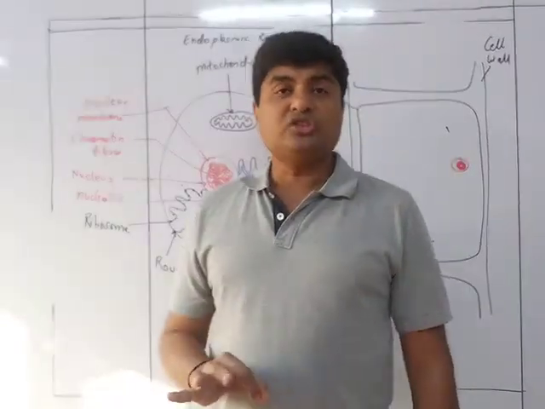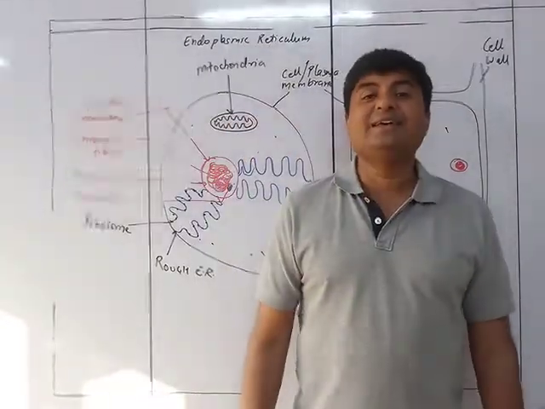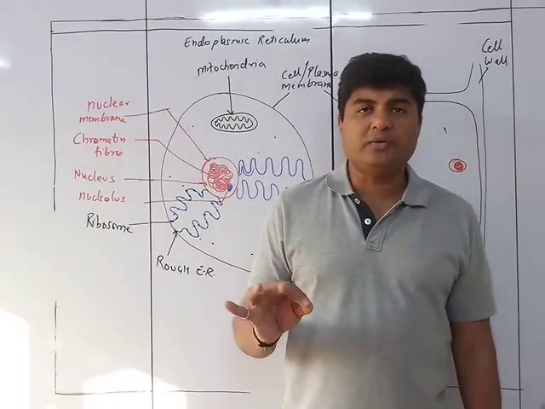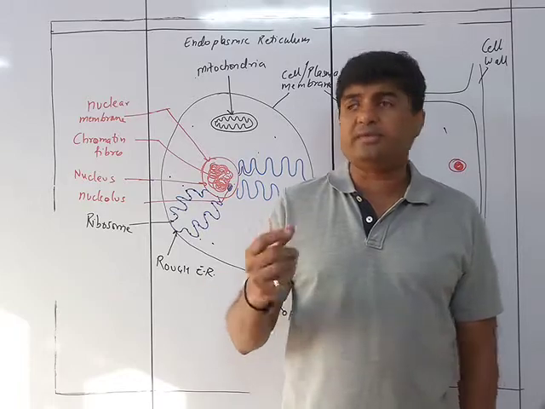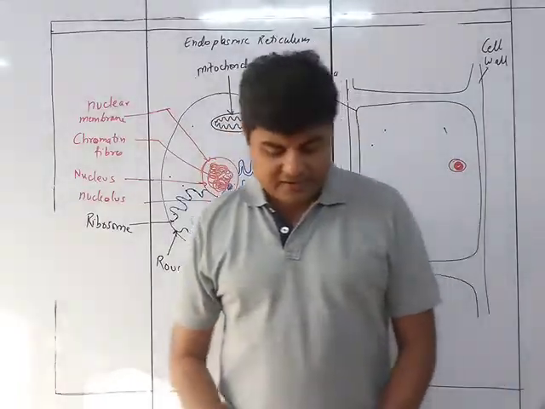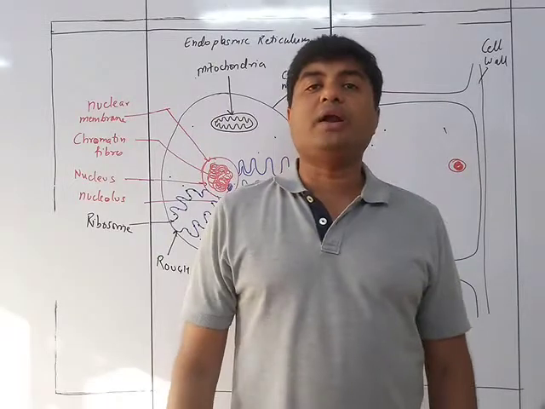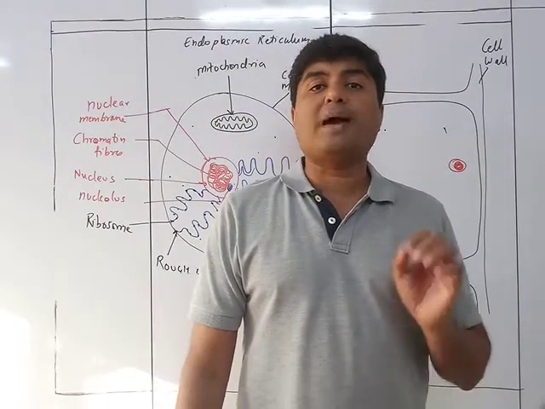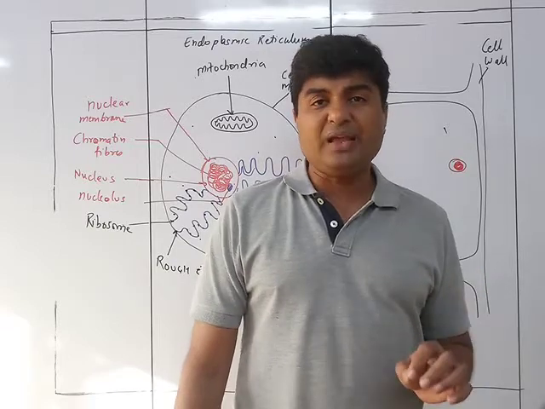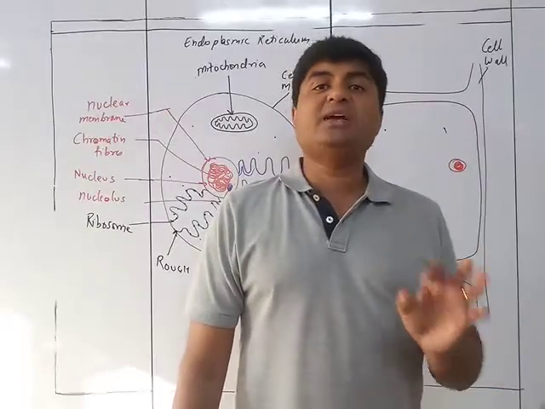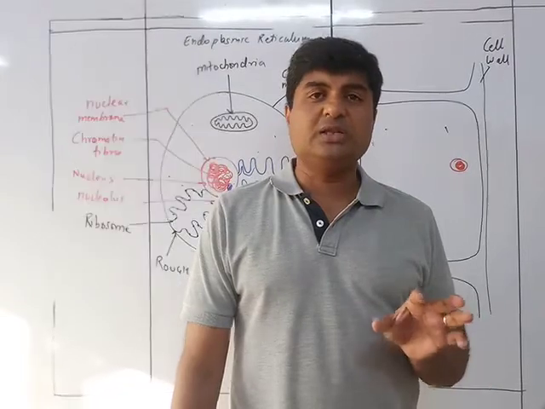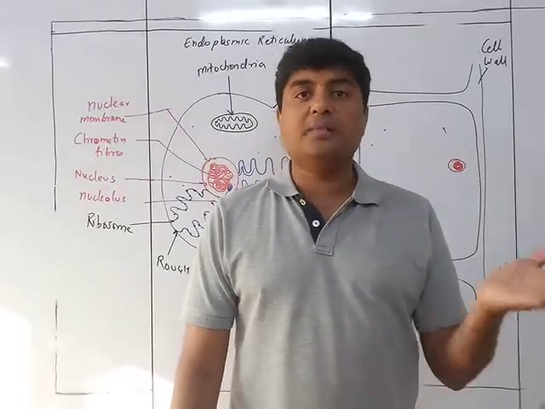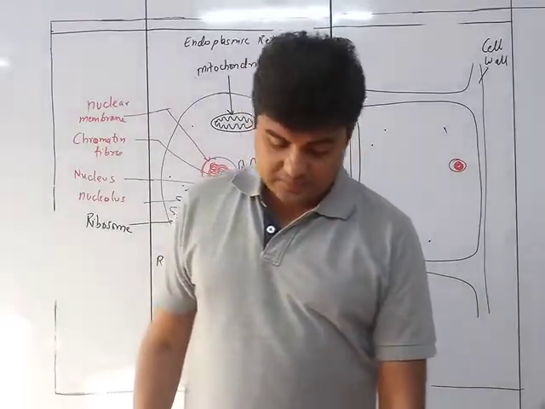Hence, the main function is also to synthesize respiratory enzymes. Anything related to respiration, production of ATP, production of enzymes, is done by mitochondria. Hence, mitochondria is also called the powerhouse of the cell. Why is it called the powerhouse of the cell? Because mitochondria produces ATP, which is the energy currency for the cell. Hence, because energy is produced by the mitochondria, it becomes the powerhouse of the cell.